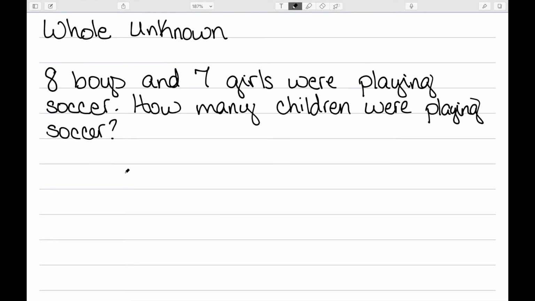As an example for a whole unknown problem, we have 8 boys and 7 girls were playing soccer. How many children were playing soccer? So we can see that in order to set up the number sentence, we would do 8 plus 7 is equal to what? Just like a join problem with the result unknown. However, with a join problem, we actually have a change taking place over time, and here these are disjoint static sets. We're not actually changing anything.